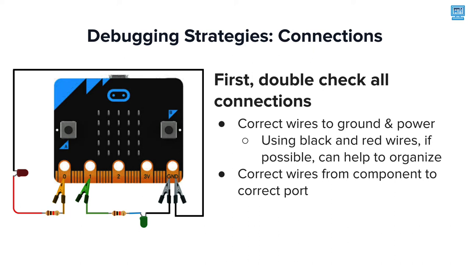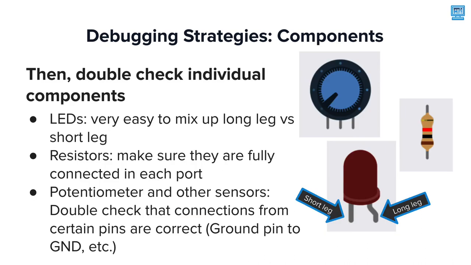If possible, it can help with organization if every wire connected to power is red and all wires connected to ground are black. Next, check all the connections to the pins on your microbit. Make sure these connections are in the right place and then double check that the pin numbers in your program match those connected physically. When using specific components, there are some tips to help secure connections as well.